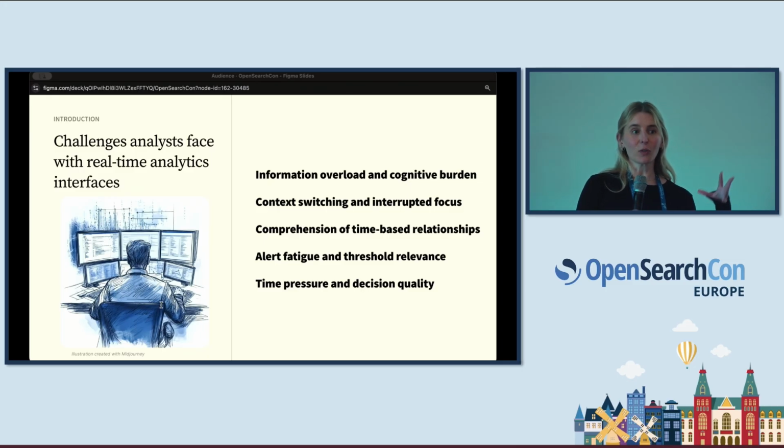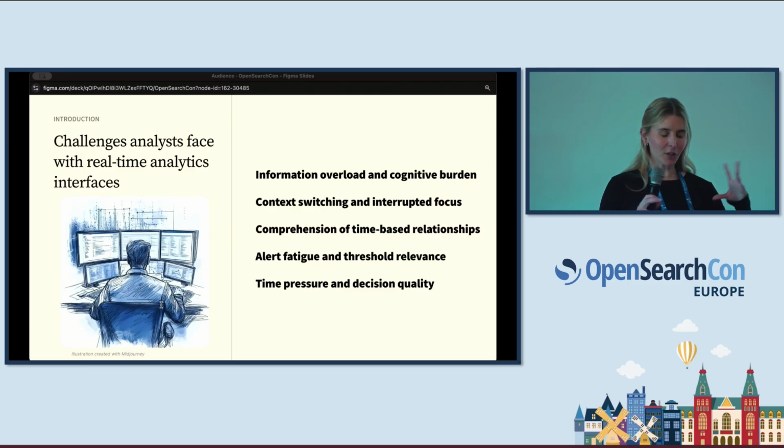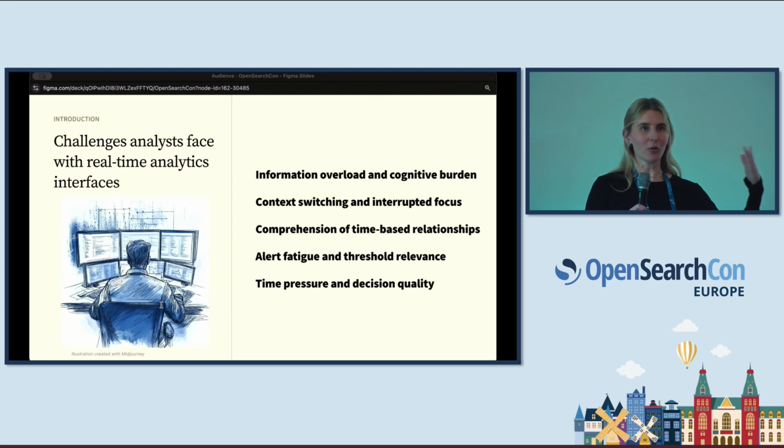So with real-time analytics, when we're thinking about our user experience, we really want to look at the pressure and the context that the analyst is functioning in. It's a high-pressure situation, and it requires understanding a lot of different signals at the same time, a lot of information overload, and ongoing alerts and notifications that you have to triage and understand.